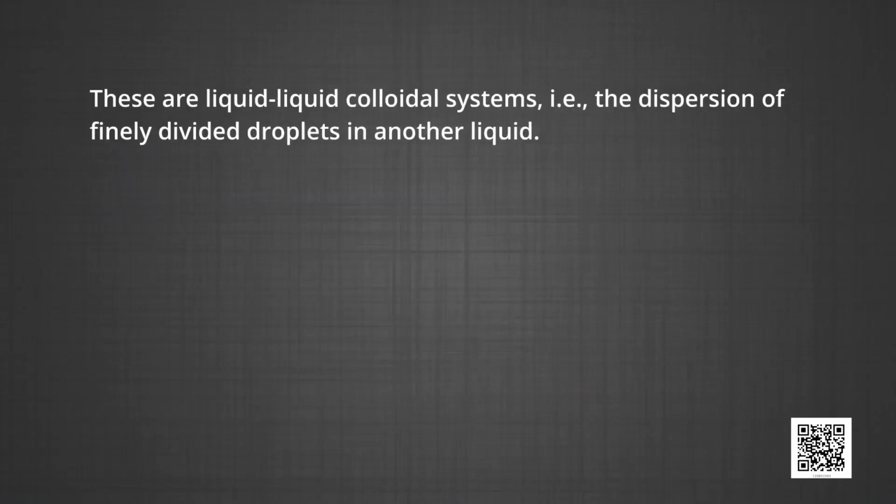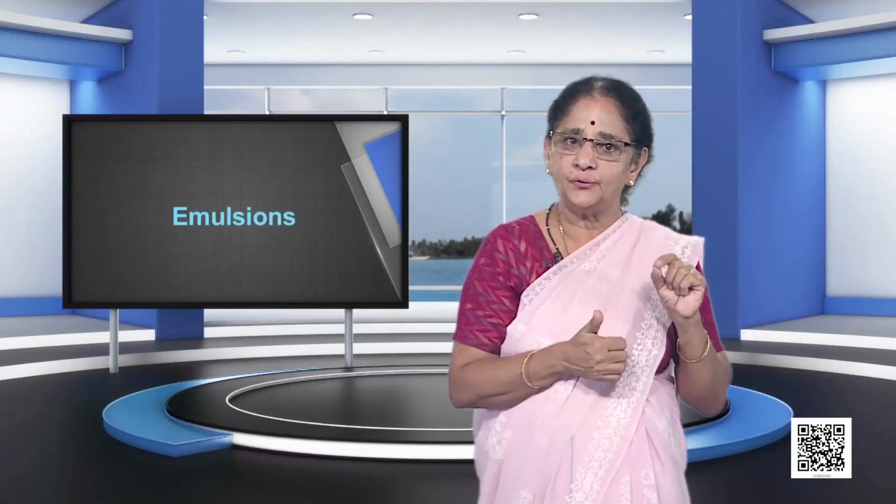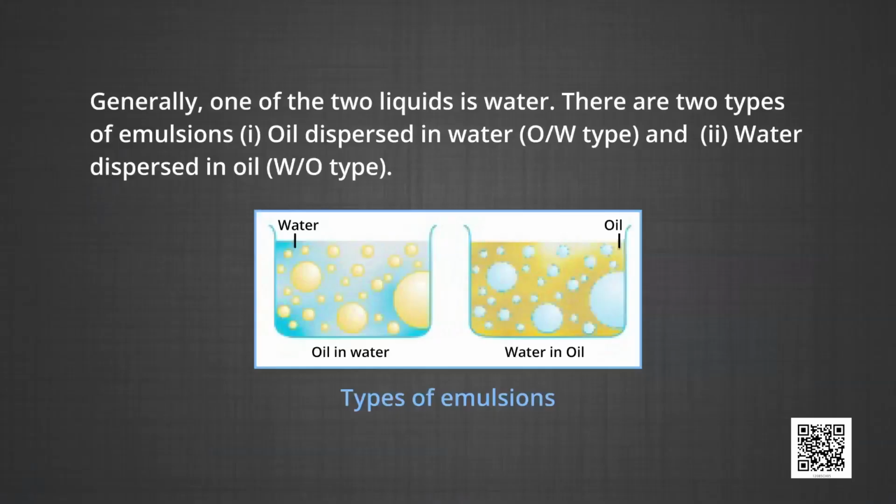Now, let us see what we mean by emulsions. These are liquid-liquid colloidal systems, that is, the dispersion of finely divided droplets in another liquid. If a mixture of 2 immiscible or partially miscible liquids is shaken, a coarse dispersion of one liquid in the other is obtained, which is called emulsion. Generally, one of the 2 liquids is water.